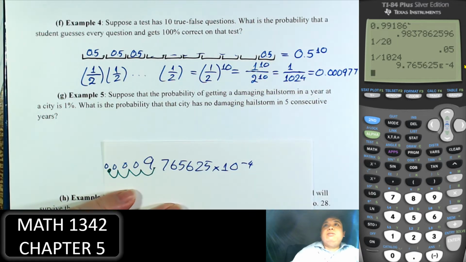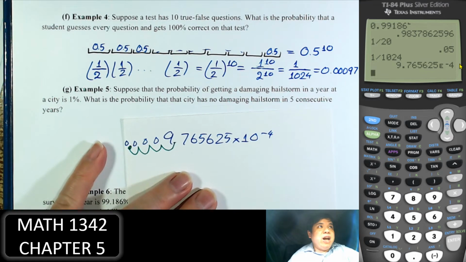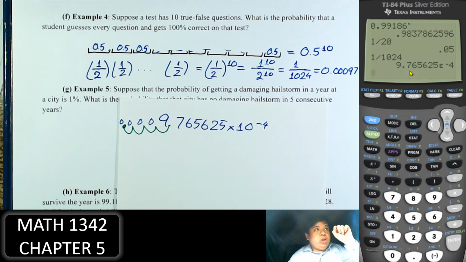Right? So again, when we see this with the negative, we move the decimal to the left 4 places. In this case, negative 4, so move 4 places to the left. If this one is positive, we move to the right.